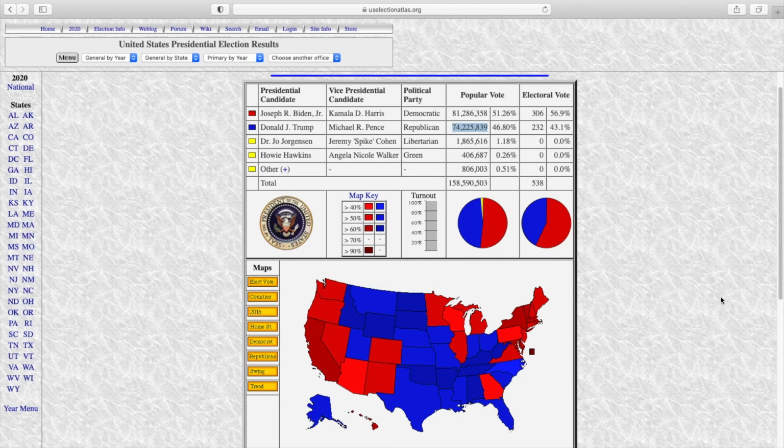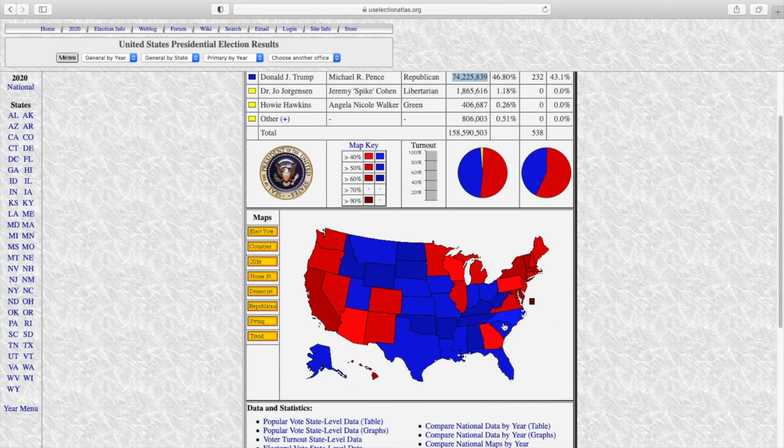Most of those 7 million votes, though, came from California, because look at this. Joe Biden beat Donald Trump in California by 5 million votes. So 5 million of those 7 million votes came from one state.